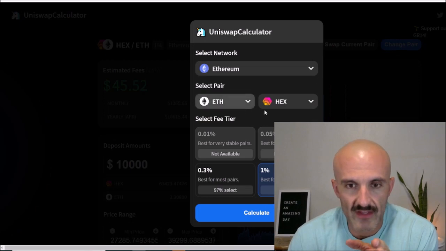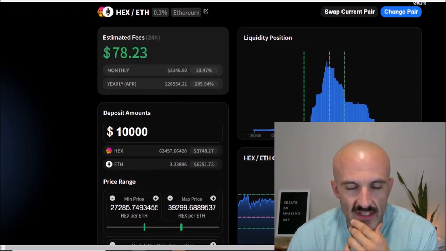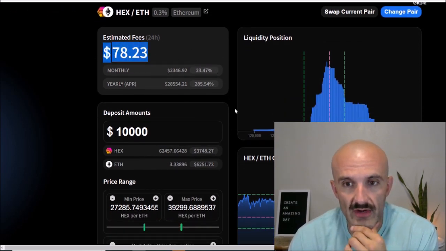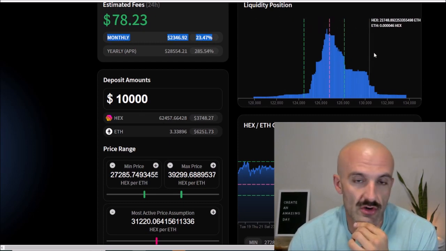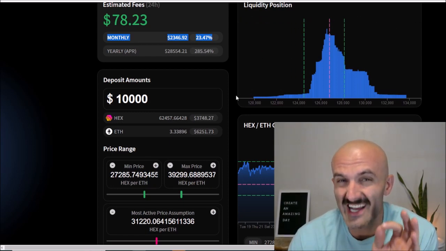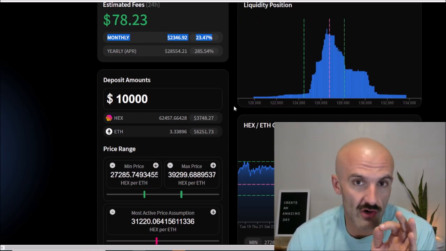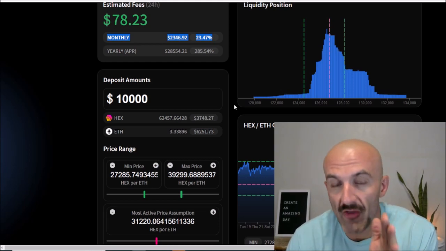But let's check and see what this one is like. Right? We didn't change the range at all, which we'll talk about in a second. $10,000, 78, right? You can see this one is more concentrated right here. So this actually has a higher 24% monthly return. Think about this, guys. 23.5% monthly returns. 23+% monthly.